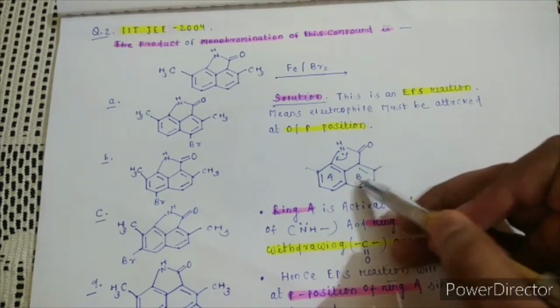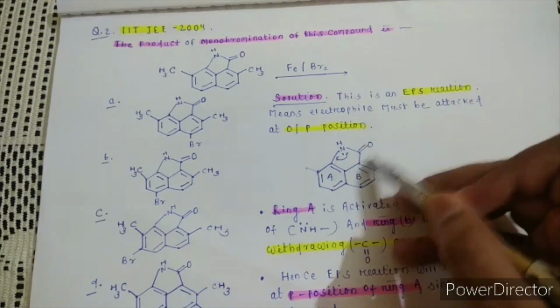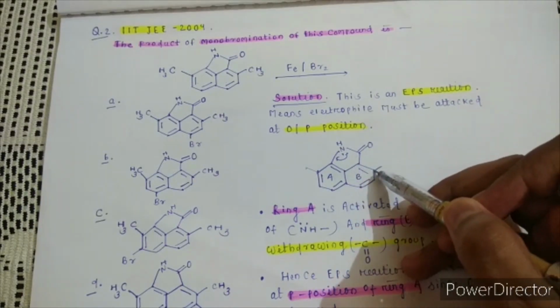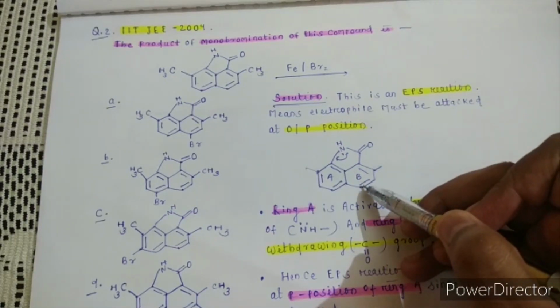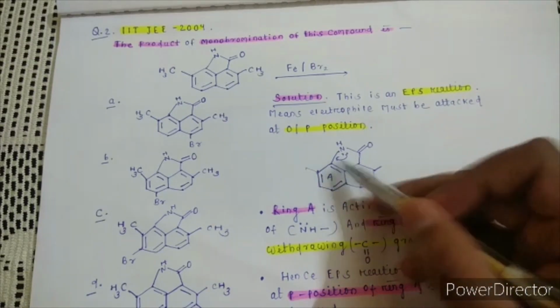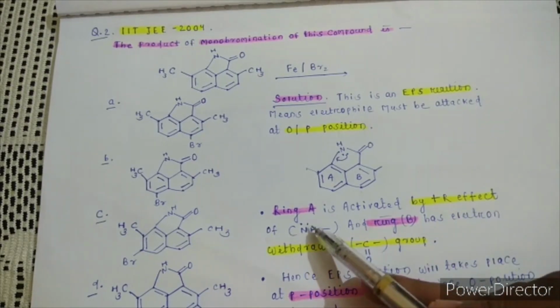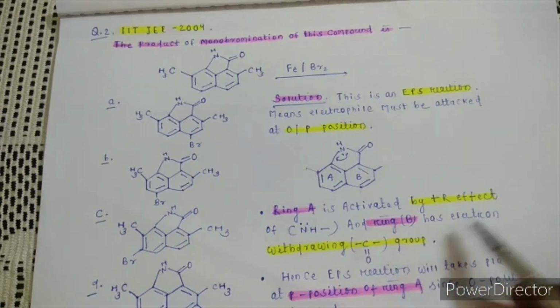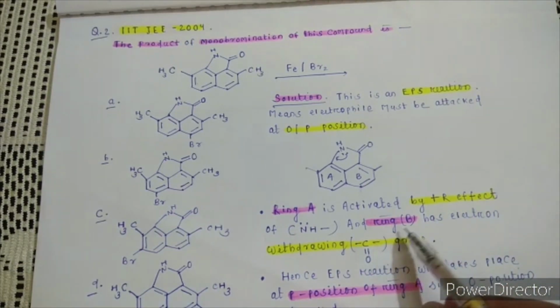But if you look at ring B, the carbonyl group is present. The carbonyl group is an electron withdrawing group. That means the electron density at the ortho and para positions is not high, so the electrophile will not attack ring B but will attack ring A. Ring A is activated by the +R effect because the NH group is in conjugation with ring A, but ring B has an electron withdrawing carbonyl group. Hence the electrophile will attack ring A, and electrophilic substitution will take place at the para position.